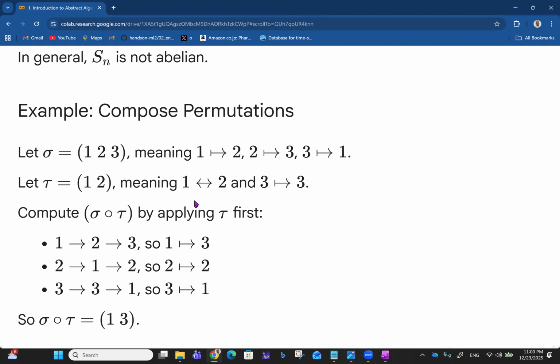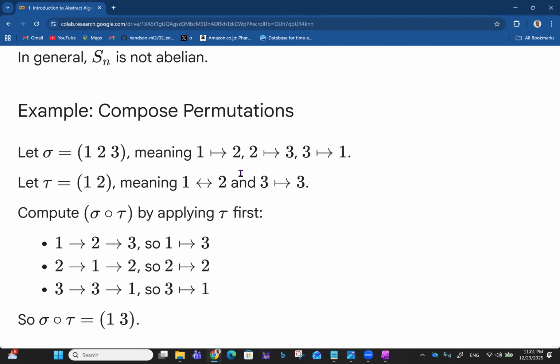So if you apply tau first, for tau you have 1 to 2, 2 to 3. So 1 goes to 3. So we know 1 goes to 2, okay, this is one set on its own and this is another set. So we're talking about composed permutations now. So you have one going to two and two going to three. So one goes to three finally.